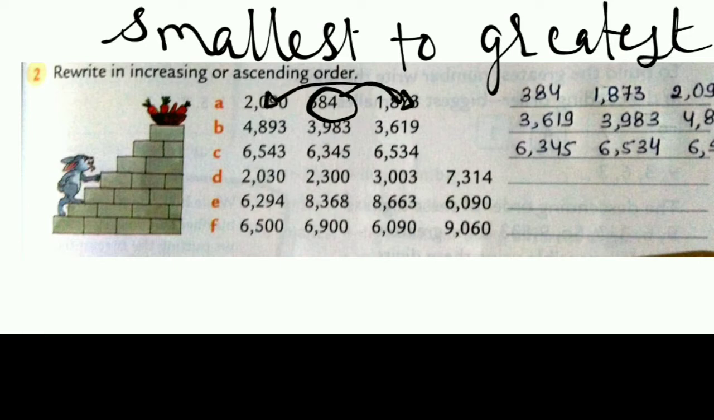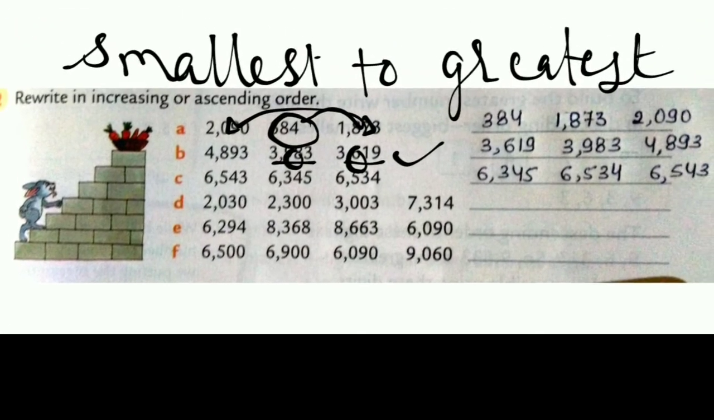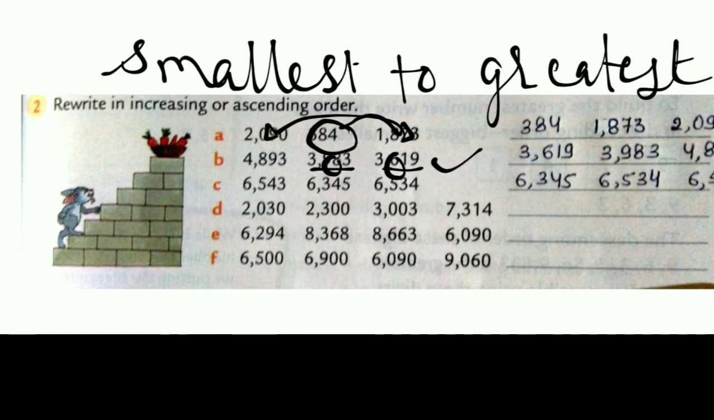Next question. In this one 3000 and 3000 are the same. So here we will see the 100 place value. The 100 place value is one is 9 and one is 6. We have to write the smallest one. Smallest one is 3619, then 3983, then 4893. Rest questions do it in your notebook.